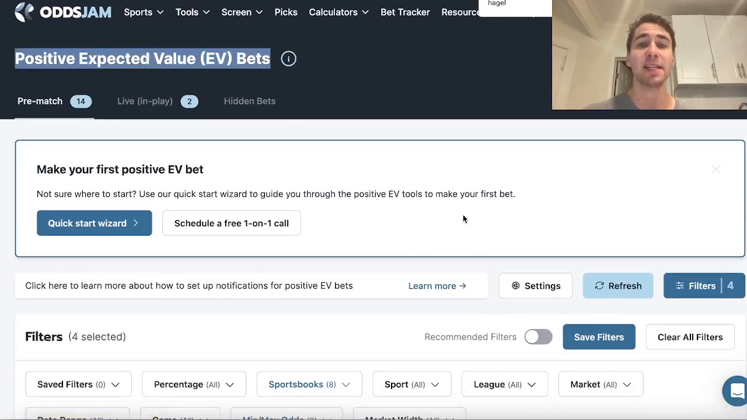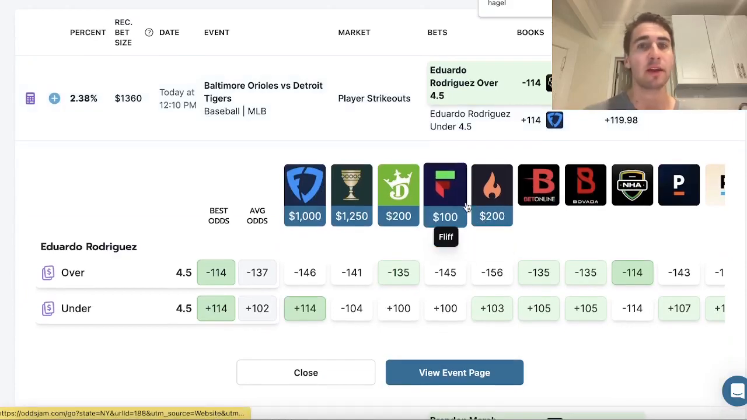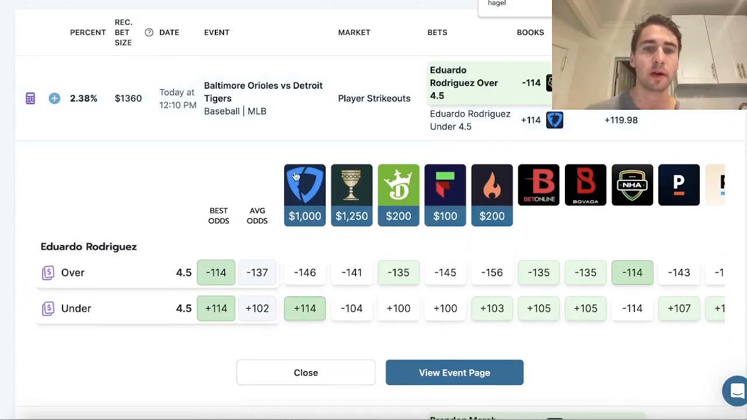Just straight off the positive EV tool, just following the data, looking for value, right? All the sportsbooks, FanDuel, Caesars, DraftKings, Bet Online, Pinnacle, which is known to be the sharpest sportsbook in the world, all these books, right? They have Rodriguez's over heavily favored. I say this a lot, but you gotta treat every sportsbook as a data point, right? That's how sharp bettors think. You treat every sportsbook as a data point on where the line should be set.